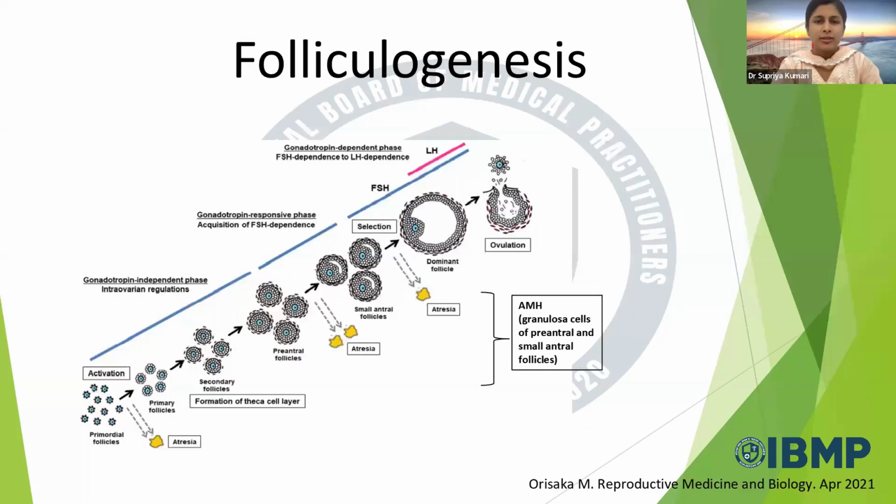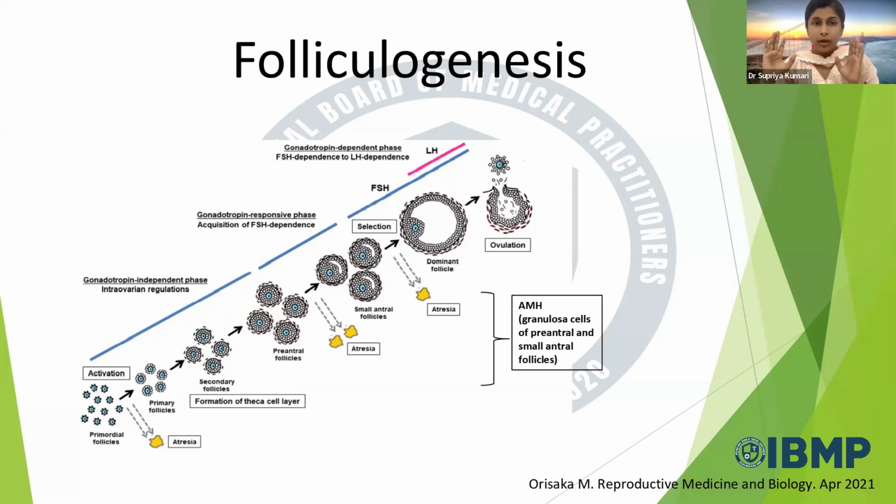Next slide. So this is the pathway of follicular genesis as we are aware of. We know there is primordial follicle which becomes the primary follicle, then becomes the secondary follicle, pre-antral follicle, small antral follicle, leading to the formation of the dominant follicle and which then ovulates. We are aware of this pathway.